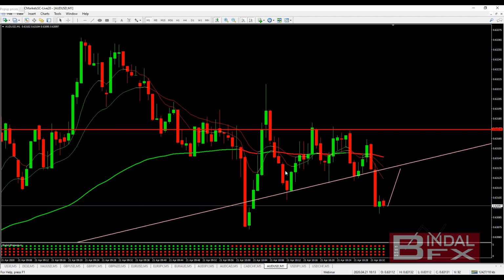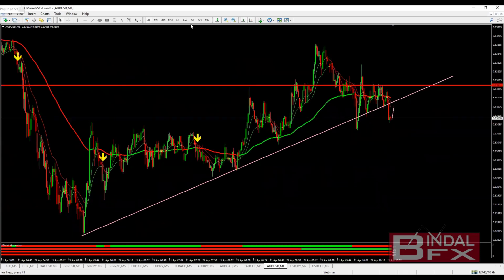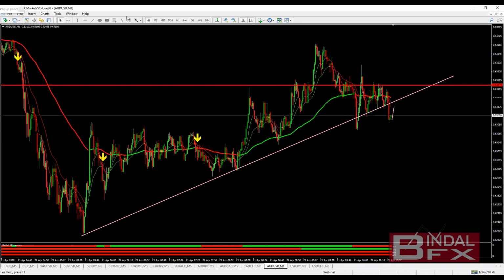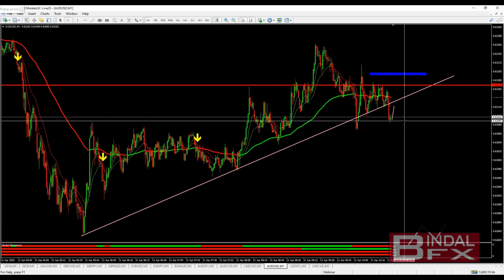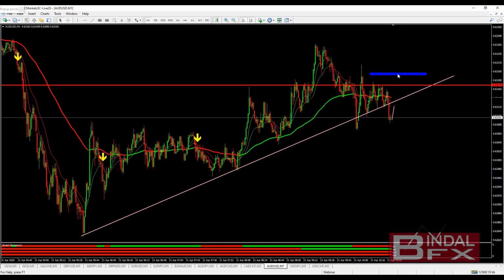This is good. What I want is a pullback in here. And if we get a mini pullback here, it doesn't have to be much, even if it's just enough to test the ribbons, that's good. And then we can look to take a short. My stop is going to go here. So let's say our entry is down here. So this is about an 11 pip stop, 12 pip stop if you count for spread or whatever, okay?